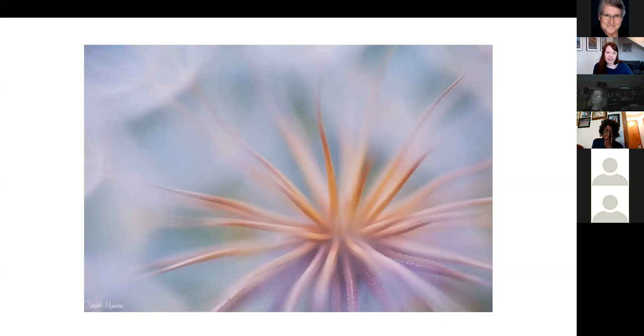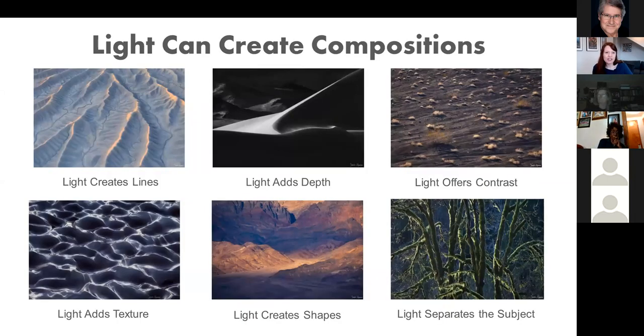And then finally, another really essential abstraction is light, because light can create compositions. So these are some examples of how light creates compositions. It can create lines that weren't there before. It can add depth. Like in the top middle example, if that light wasn't there, that scene would look a lot more flat. It can bring contrast, add texture, create shapes, and separate the subject from its background. So these are examples of six photographs that without that particular lighting situation, the composition just simply would not work. So light is an essential abstraction when you're working with subjects in nature.